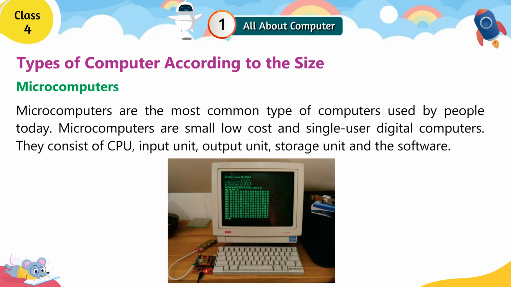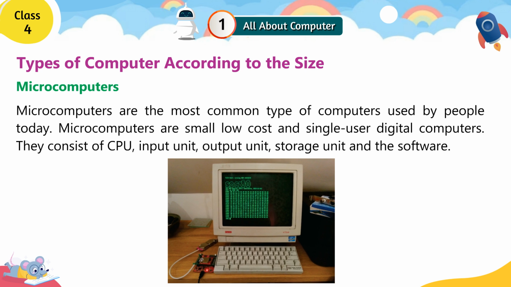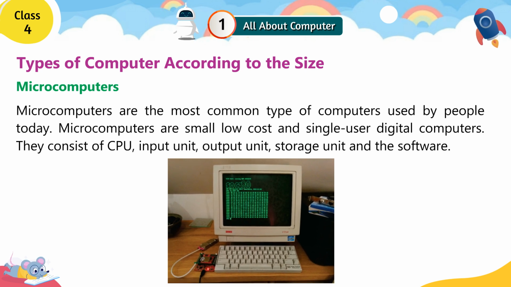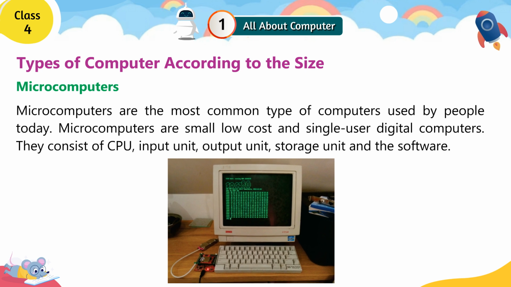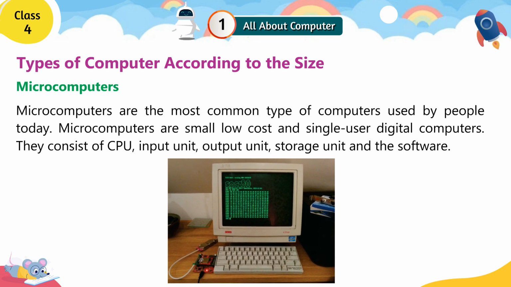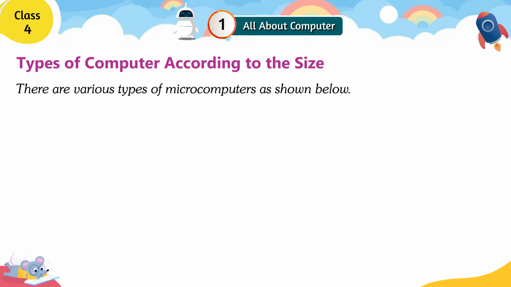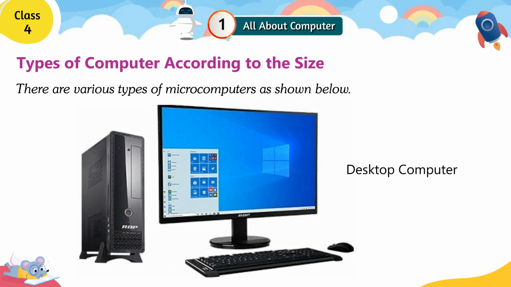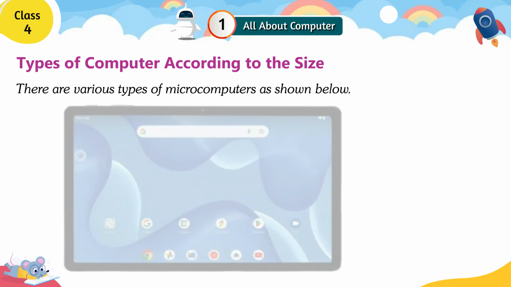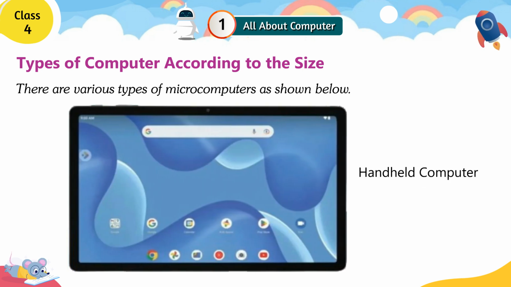Microcomputers. Microcomputers are the most common type of computers used by people today. Microcomputers are small, low-cost and single-user digital computers. They consist of CPU, input unit, output unit, storage unit, and the software. There are various types of microcomputers as shown below: desktop computer, laptop, handheld computer.